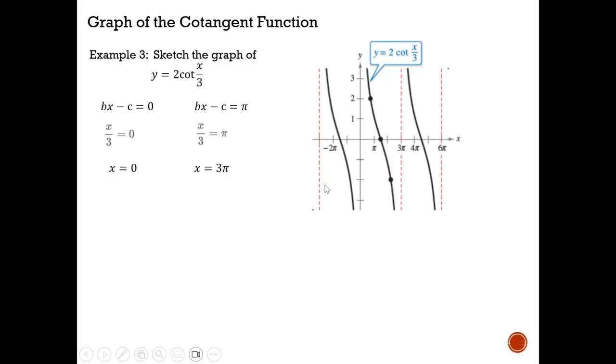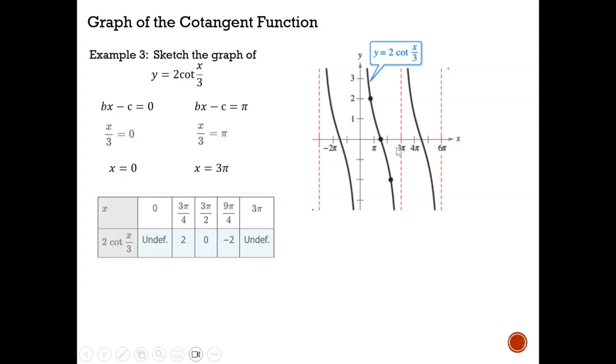And here it is. Here's going to be 0. We're going to go from 0 to 3 pi. So here also, guys, there's supposed to be an asymptote, but they don't show it because that's the y-axis. So at every 3 pi there's an asymptote, because 0 to 3 pi is 3 pi. So at every 3 pi, we have an asymptote.